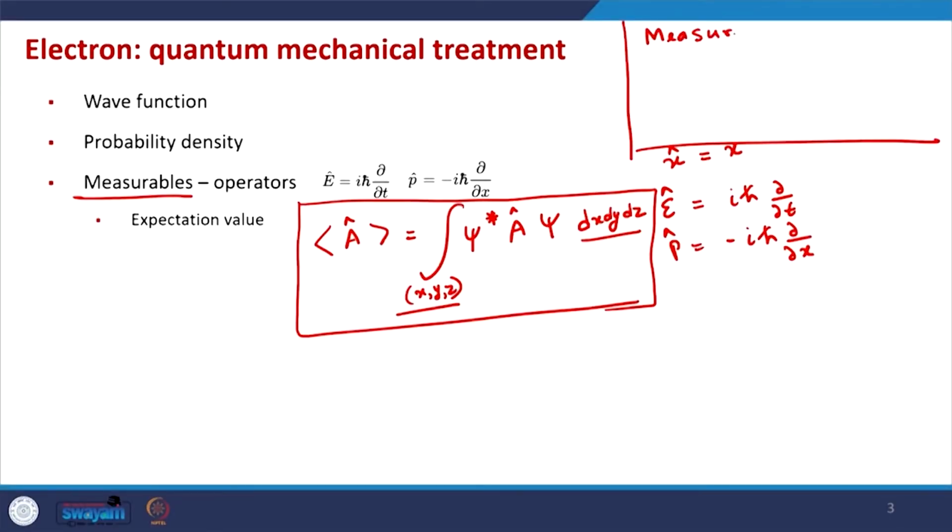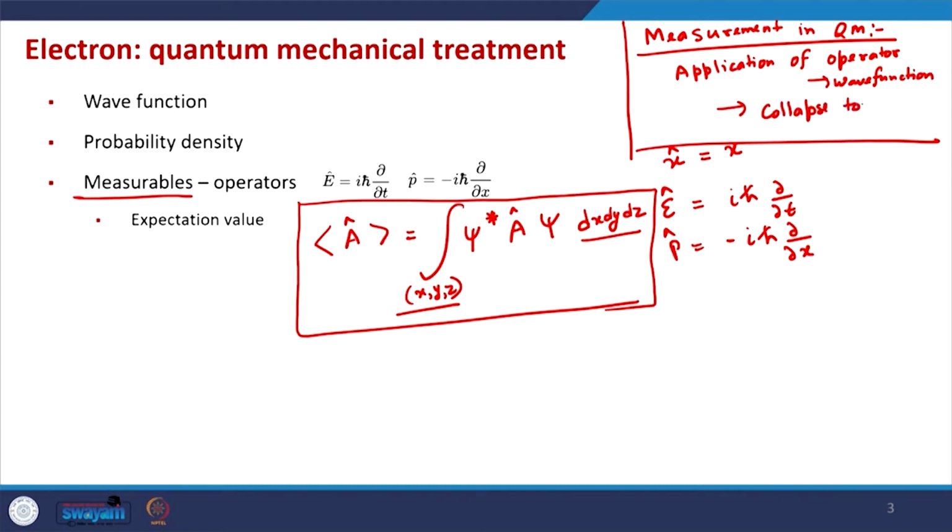Measurement in quantum mechanics is also an important notion. The measurement in quantum mechanics is an application of an operator on a wave function, and the wave function collapses to an eigenfunction of that operator. So, measurement means that the measurement changes the state of the system.